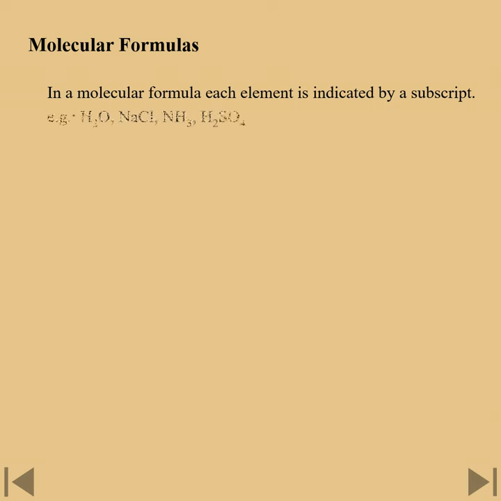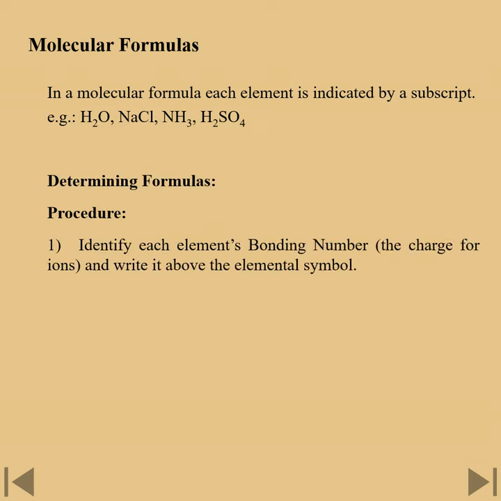Okay, when it comes to a molecular formula, I want to point out how we use a subscript to indicate how many of each element are in that compound. So in H2O we have 2 hydrogens to each oxygen. In sodium chloride, we see 1 sodium and 1 chlorine. In ammonia, NH3, we see 1 nitrogen and 3 hydrogens. And that last one is sulfuric acid, H2SO4, with 2 hydrogens, 1 sulfur, and 4 oxygens. So the subscripts indicate how many of each element are in that formula.